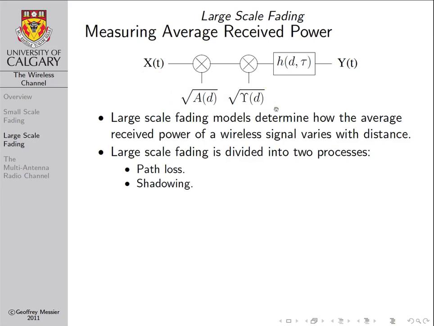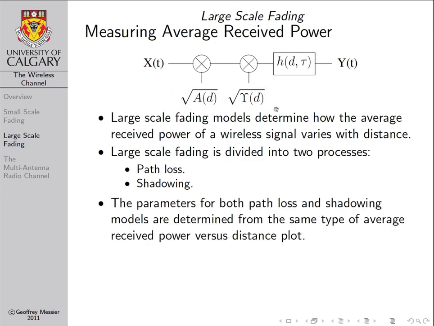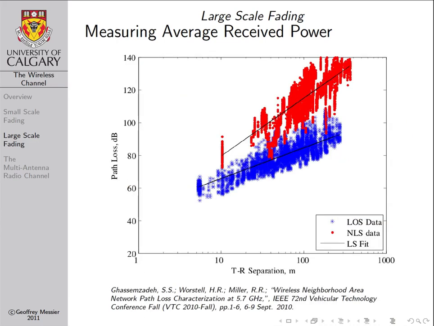And the reason why it's important to keep the experimental aspect of measuring average received power in mind is because, as we're going to see, both path loss and shadowing are very, very strongly based on empirical data, experimental data, more so than a theoretical model.